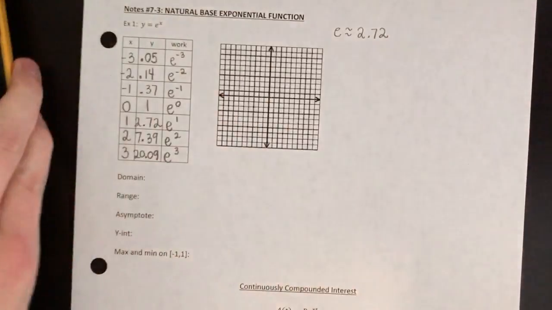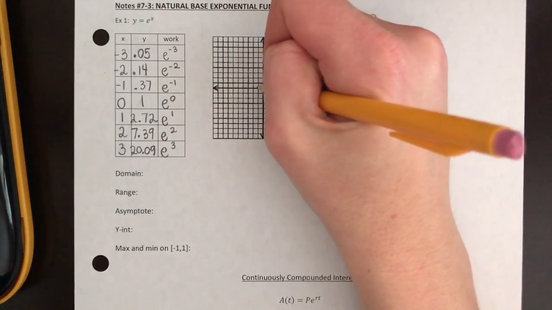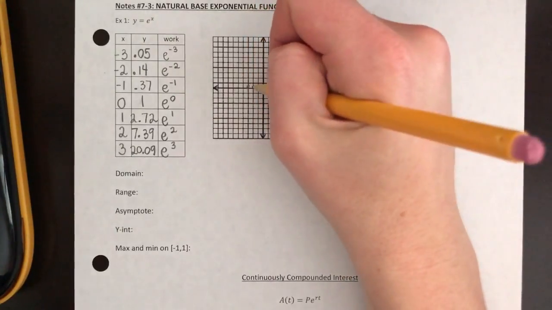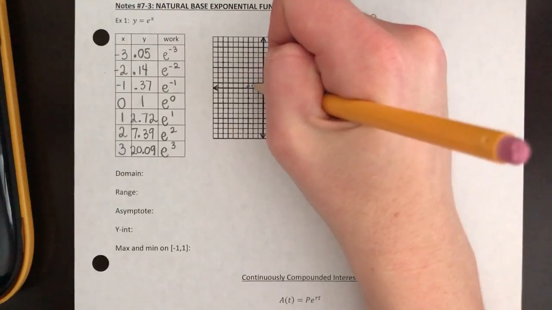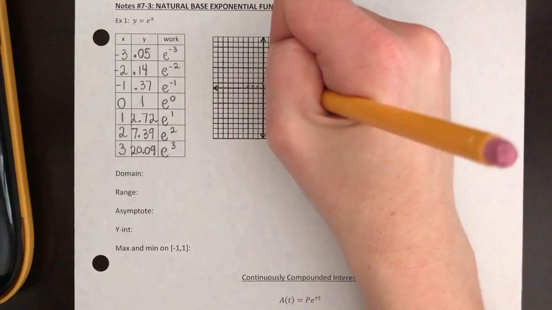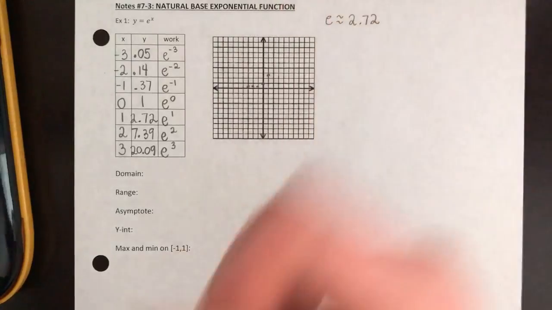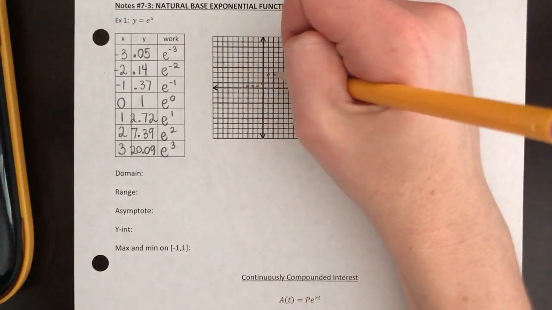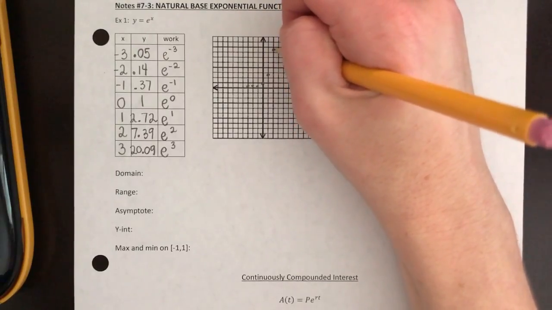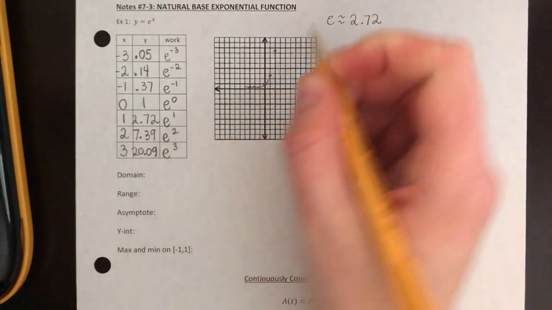Okay, so obviously with this, we're going to have to do our best. So -3 is about 0.05, not 0.5, so that's very small. -2 is 0.14, still very small. -1, 0.37, less than a half, so still very small. And then 0 is 1, and then 1 is 2.72, so almost 3. And then 2 is 7.39, so almost 7.5. And then obviously 3 at 20 goes off the graph.